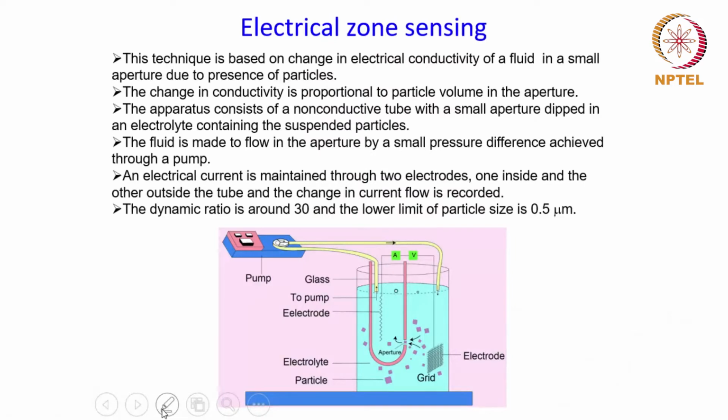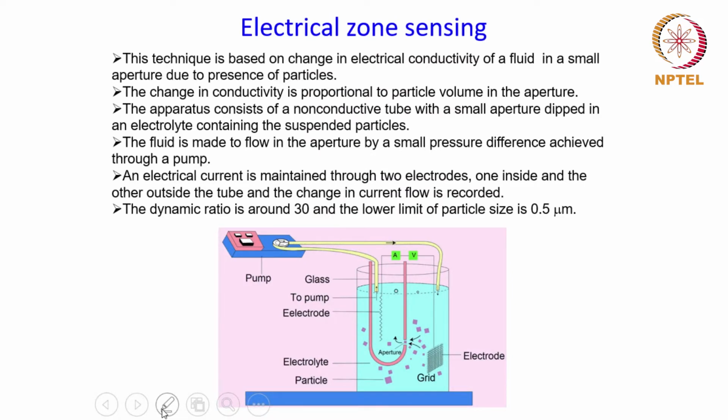So in the past few classes, we have been talking about particle size measurement, and in the last couple of classes, we have discussed the dynamic light scattering technique, which is one of the most well-known methods for particle size analysis. Now, there are a few more techniques which can be used to measure the particle size, and that is what we are going to discuss in this particular class.